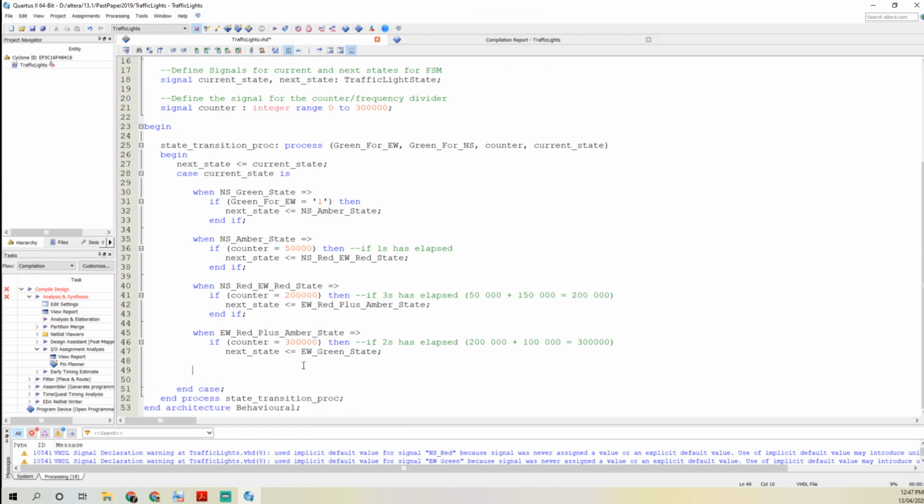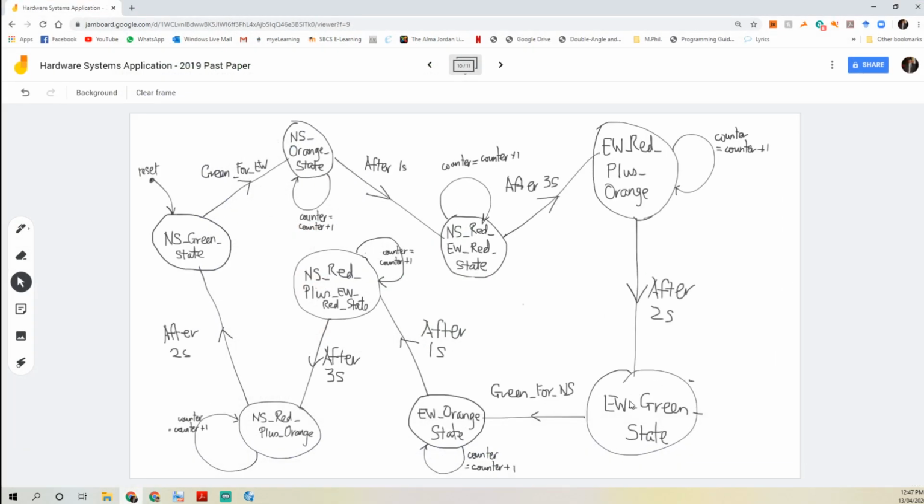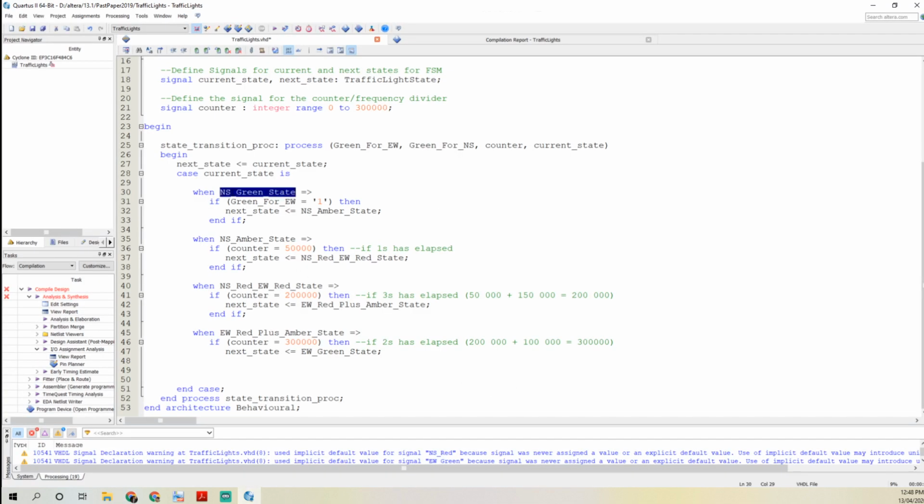All right, so what's going to happen now? When I'm in east-west green, the input condition which causes a transition to the next state, the east-west amber state, is this input signal green for north-south going high. Kind of like how when I was in north-south green, east-west green going high was the condition for me to transition to north-south amber.